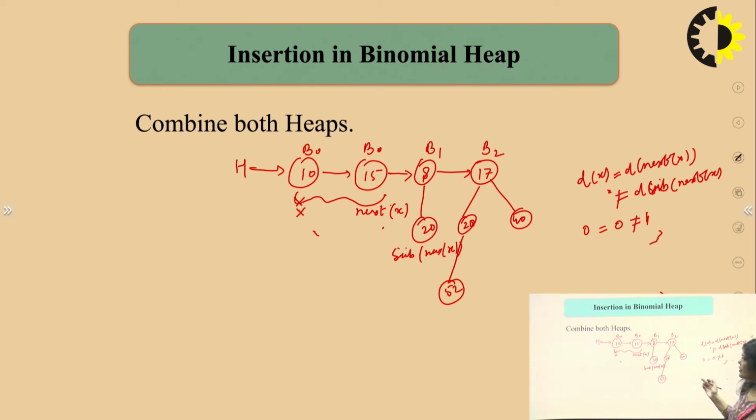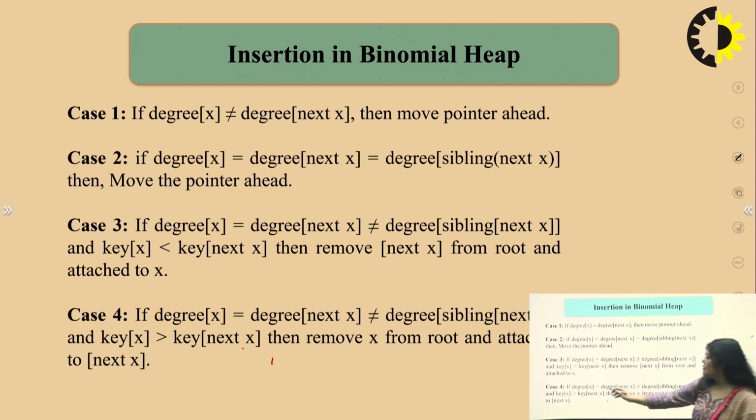The third case says if the degrees of these two are equal and the degree of the sibling of this next node is not equal. So as we can see, 0 degree and 1 degree. So these two are equal, but this is not equal, right? So case 3 and case 4, both of these cases are applied here. As you can see, the degrees of the first two are equal, but the third one is not equal, right? So both of these conditions are satisfied with the current structure.